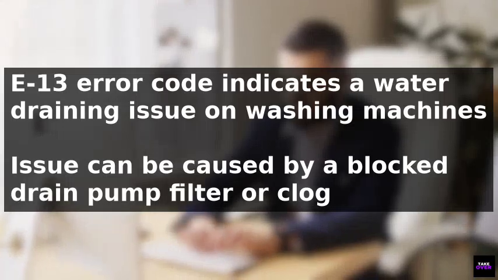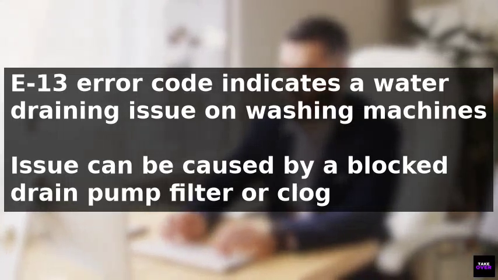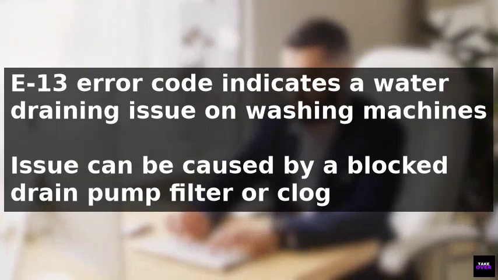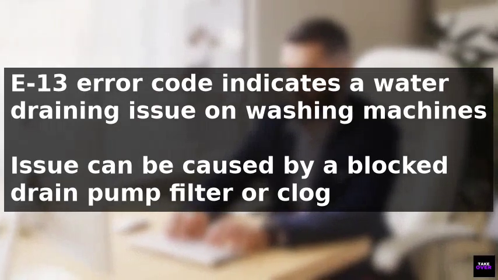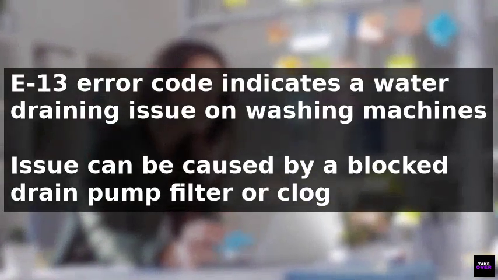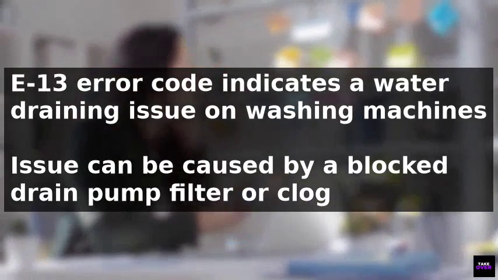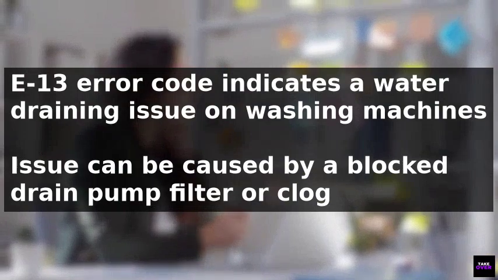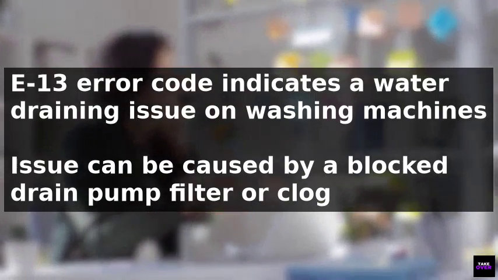The E13 error code on a washing machine typically indicates a water draining issue. This problem can be caused by a blocked drain pump filter or a clogged drain pump. To fix the issue, start by cleaning the clogged drain pump filter.